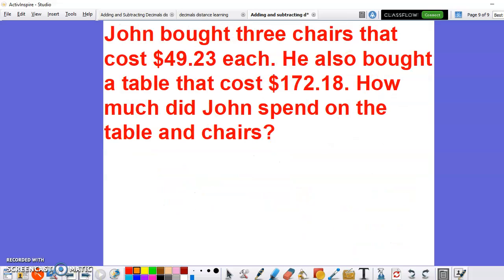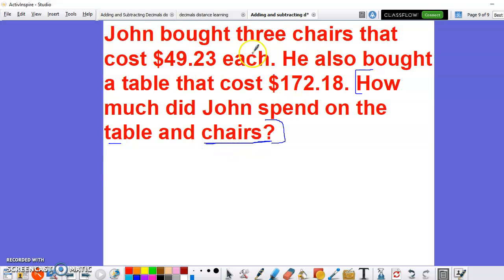So let's look at this last one. I'm not going to have enough time to solve it, but let's look. John bought 3 chairs that cost $49.23 each. He also bought a table that cost $172.18. How much did John spend on the tables and chairs? So when I look at this, read it carefully. We're looking to see how much did he spend on the table and the chairs. Notice that it says chairs.